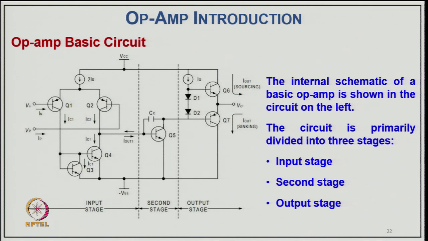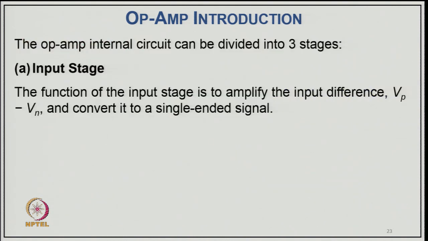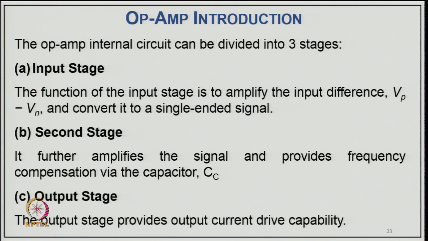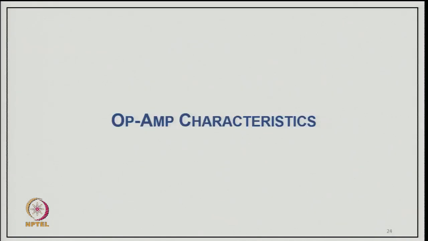The internal schematic of the basic operational amplifier is shown in the circuit on the left, and the circuit is primarily divided into three stages: the input stage, second stage and output stage. The function of the input stage is to amplify the input difference Vp minus Vn and convert it to a single ended signal. The second stage further amplifies the signal and provides frequency compensation via capacitor CC. And the output stage provides the output current drive capability for supplying the output.